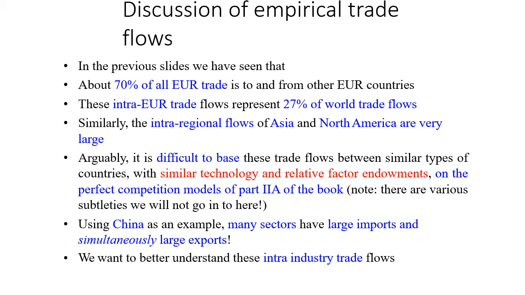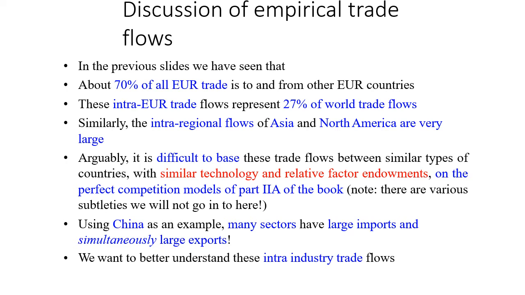Unfortunately, it's very, very difficult to establish why these trade flows occur between similar types of countries with similar technology and relative factor endowments, based on the perfect competition models of Part 2A of the textbook. That is very difficult to establish, and we're not going to cover that in this course. That will be left for maybe expansion in honors.